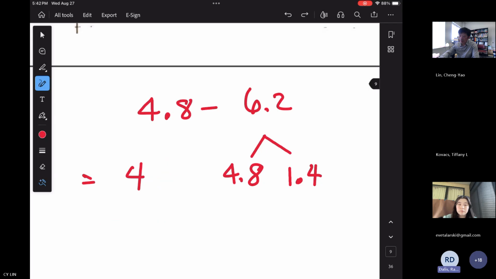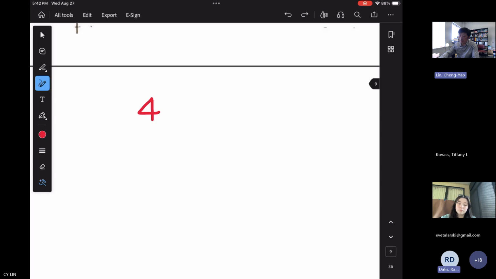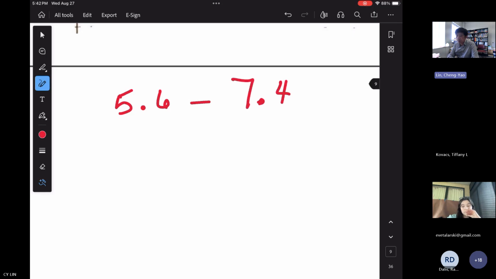I'll give you another problem, and you want to decompose, because decompose is a very good strategy for helping children with their mental computation. Okay, so let's say I have $5.60, and the coffee right now is $7.40. It's 1.8.